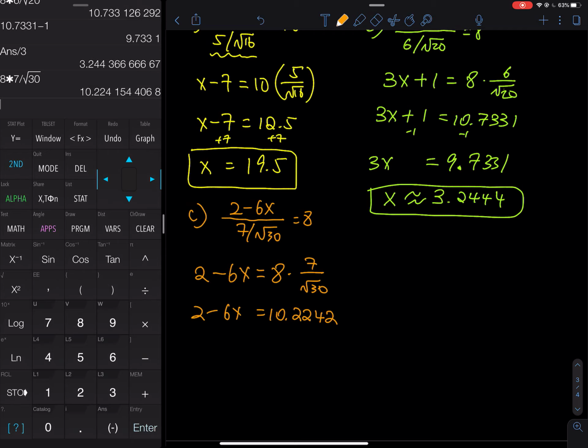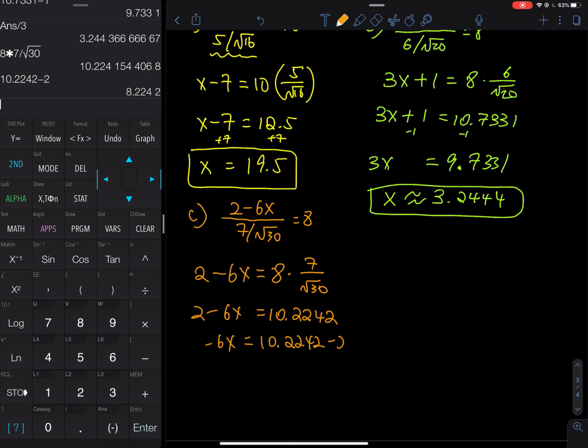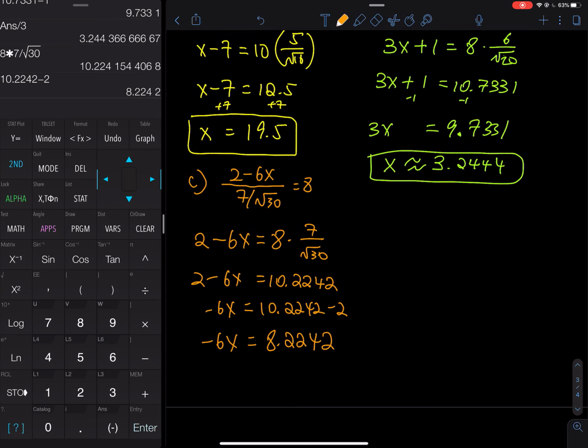So you can do everything in your calculator. So 10.2242. If you don't want to do any mental math, subtract 2. So that is, I will write it out. 10.2242 minus 2. Negative 6x equals 8.2242. Oh, come on. Keep writing the wrong stuff. 8.2242, and then you divide it by negative 6.